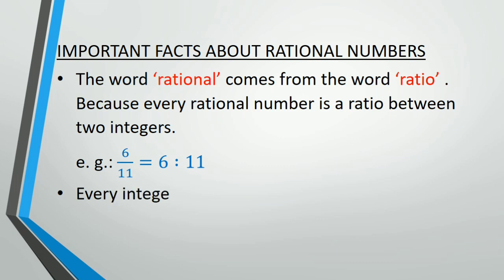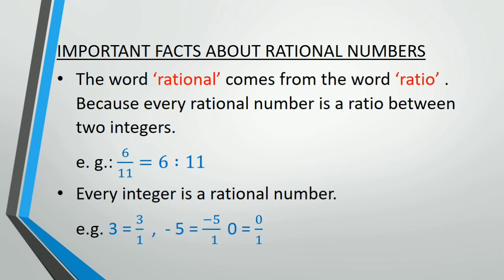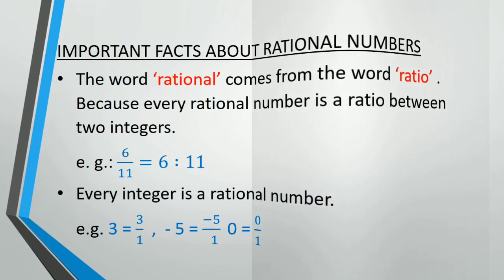Every integer is a rational number. Every integer can be written as a rational number with the denominator 1. For example, 3 is equal to 3 by 1. Minus 5 is equal to minus 5 by 1. 0 is equal to 0 by 1.